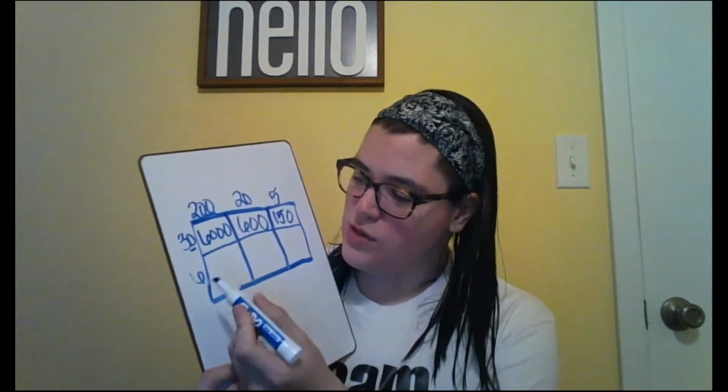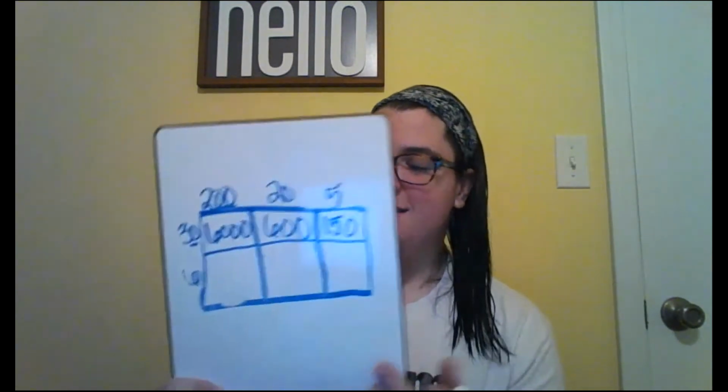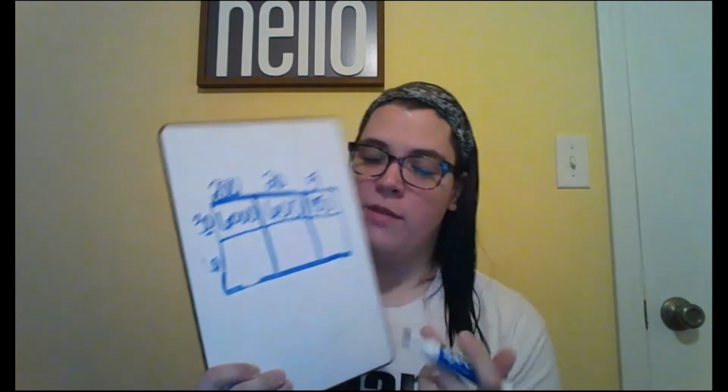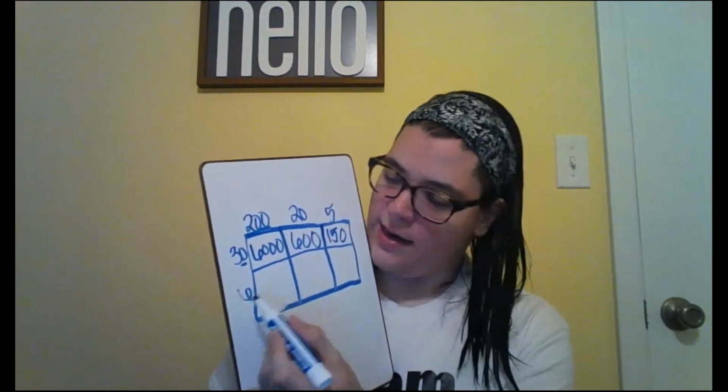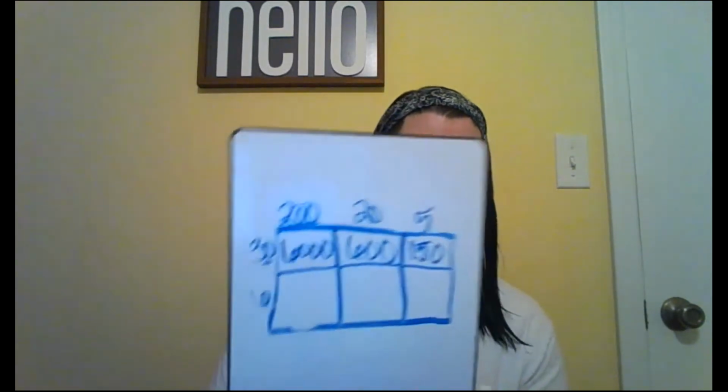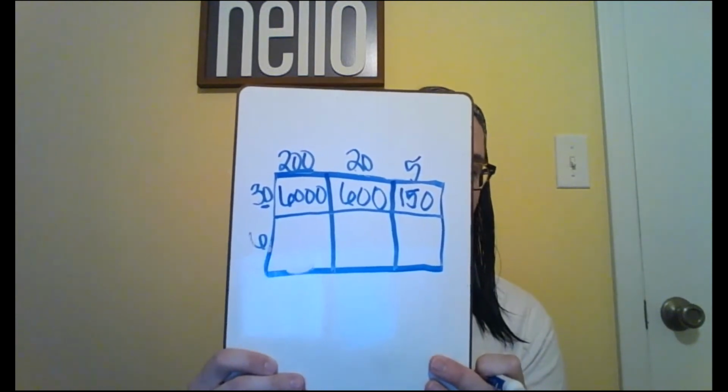Then we're going to go to this next row. Kind of erase my 6 a little bit with my hand, but it'll be okay. So we're going to start with this box right here. 6 times 200. So let's start by thinking about our 6 times 2. So what is 6 times 2? You can count by 2s.